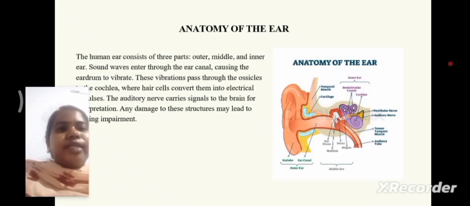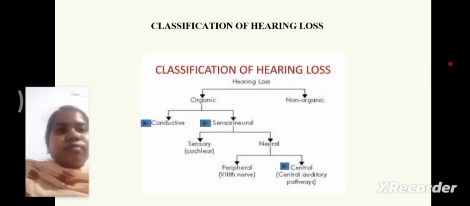Sound waves enter through the ear canal, causing the eardrum to vibrate. These vibrations pass through the ossicles and cochlea, where the hair cells convert them into electrical impulses. Any damage to these structures may lead to impairment. Next, the classification of hearing loss.